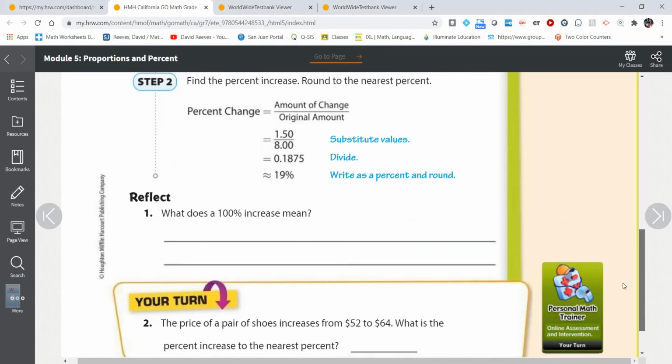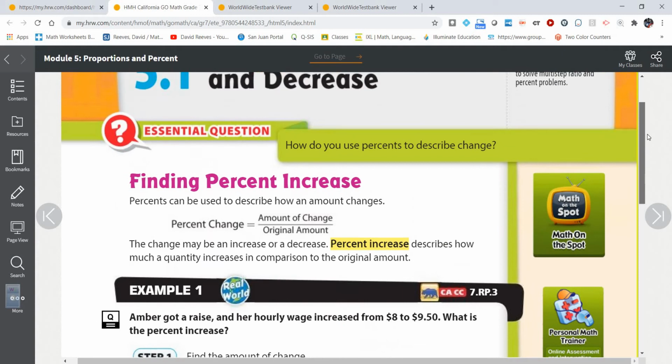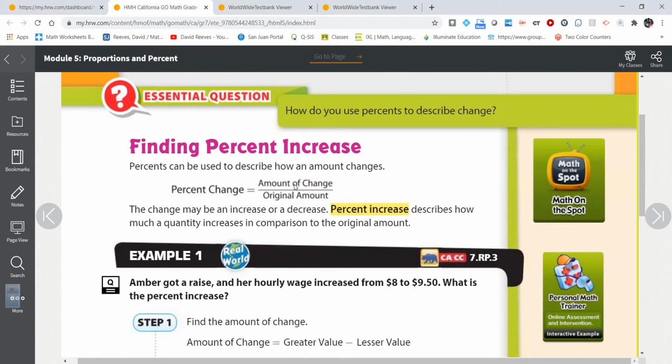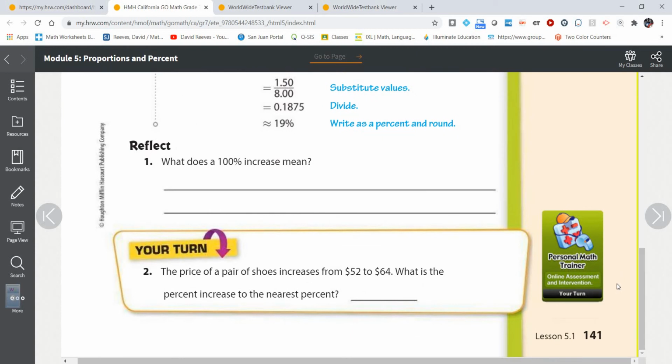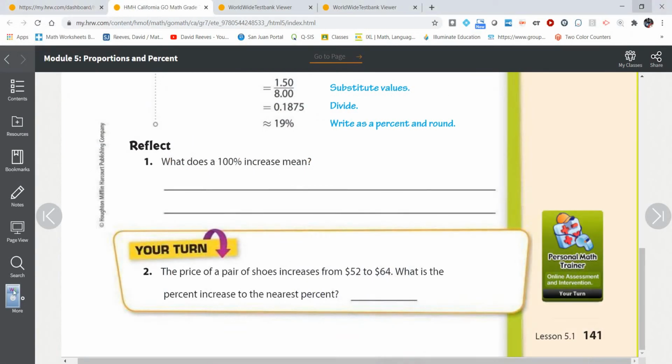Okay, so let's go ahead and take a look at a problem right here. It says the price of a pair of shoes increases from $52 to $62. What is the percent increase to the nearest percent? So again, we're going to be looking at the amount of change over the original amount.